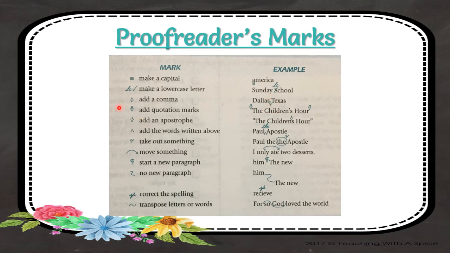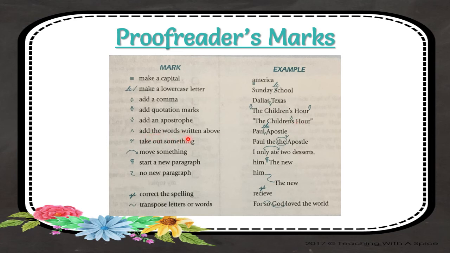Add quotation marks. Again, we have a caret, this time upside down because quotation marks are above your letters. Commas are below, so that's why it's pointy up. These are above, so they point down. So you just put the quotation marks. Whatever you need to add, you just put inside the caret. Add an apostrophe. Again, you have a caret. It's pointing down because you add it from above. Children's hour. Children's needs an apostrophe, so you put that caret in there, and there you go.